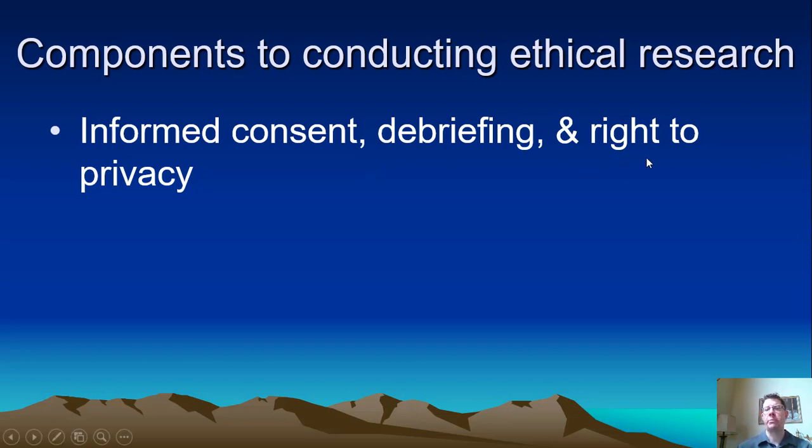And then right to privacy, making sure that you're protecting data, you're not sharing data. This can either be anonymous data, where you can't connect the participant's name to their data, which I think a lot of research in the psychology department kind of is. And then more confidential research, where technically you can match names with data, but you're not going to give that information to anybody outside of the research group.